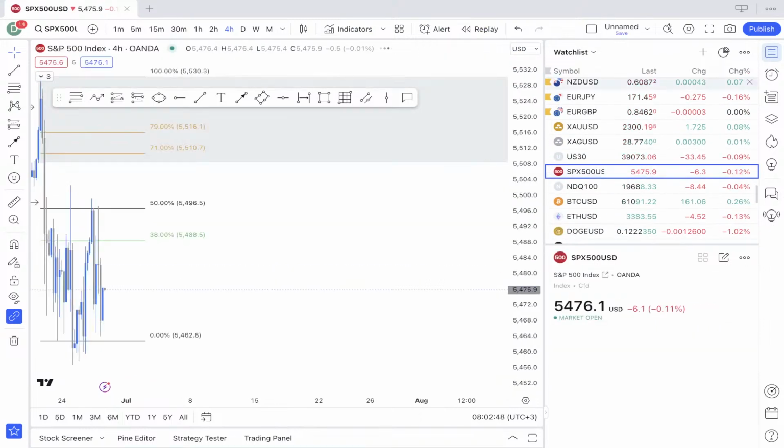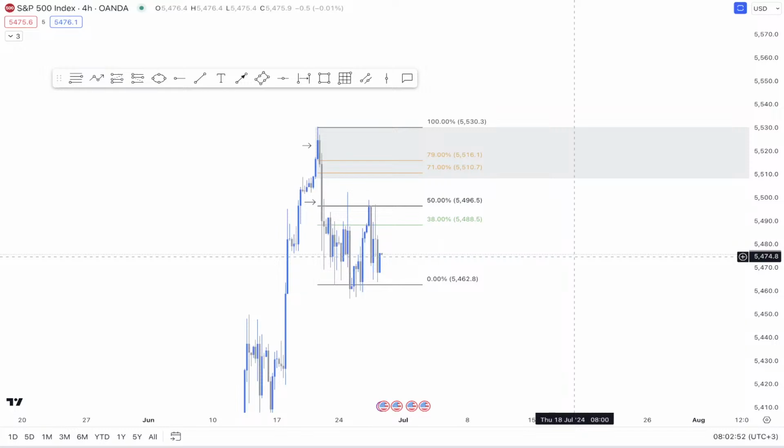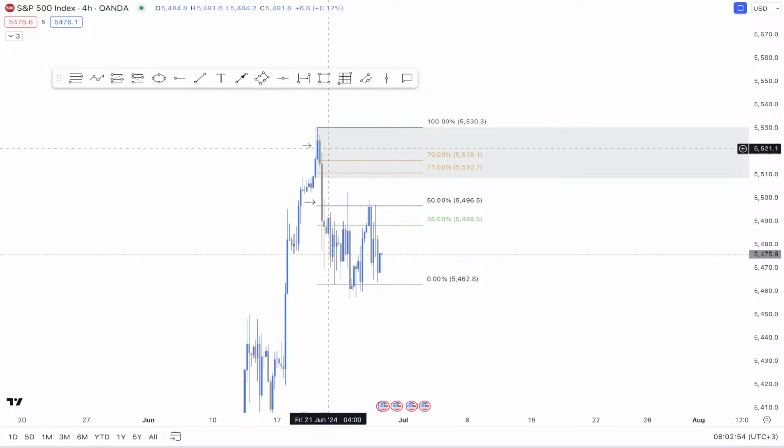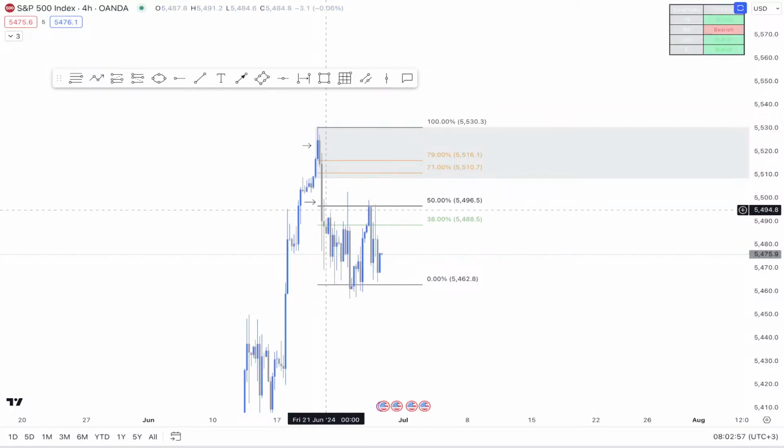On SPX, we have another bearish opportunity. Right here we have a bearish shift in momentum. We have a liquidity sweep followed by a very impulsive break towards the downside.